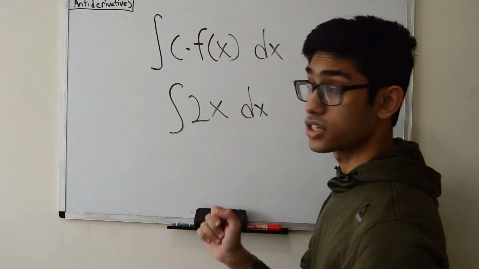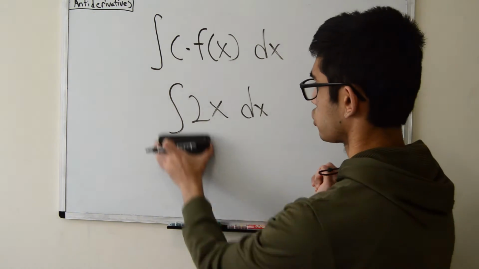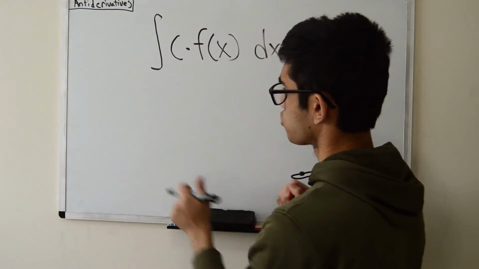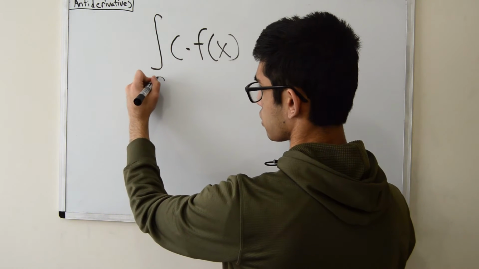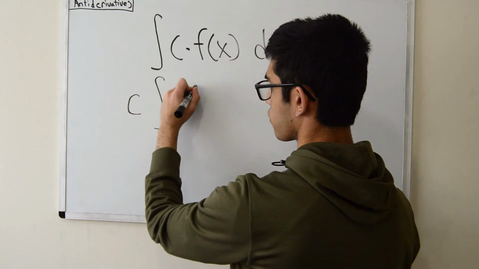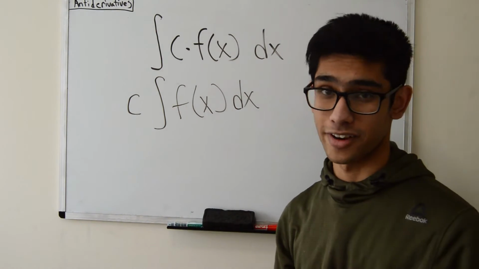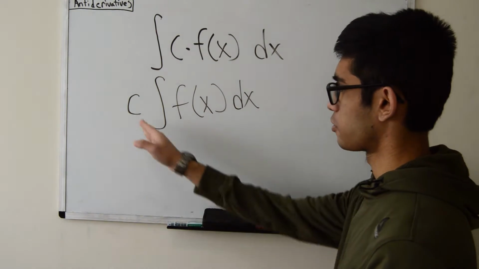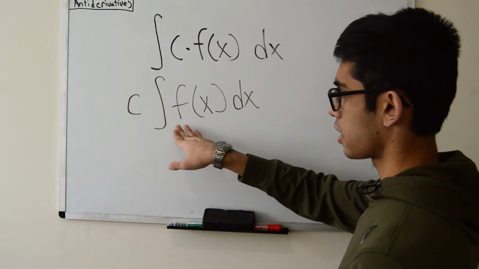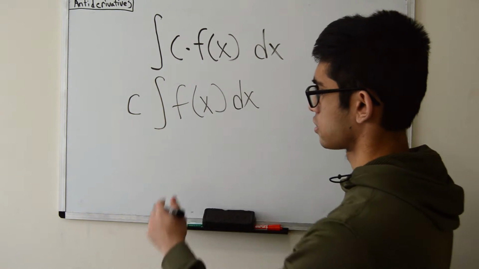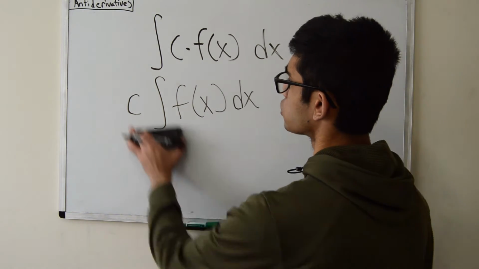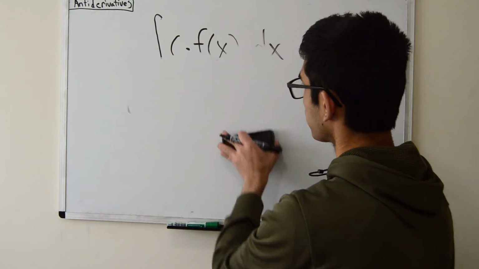Well, there is a trick to doing this. Guess what? Let me erase this. I can just bring the constant out, and then integrate my function just as I would. So I can just bring the constant out, and I would have f of x dx. So let's do an example of that. What do I mean by this property?